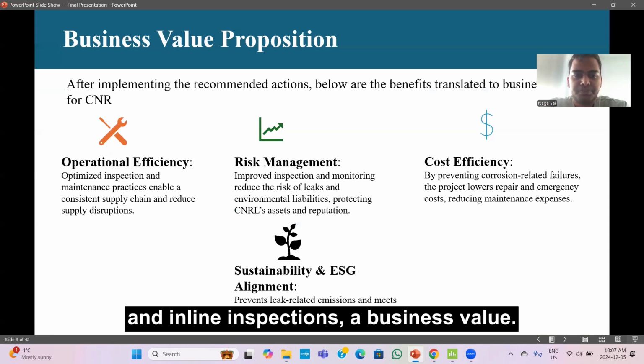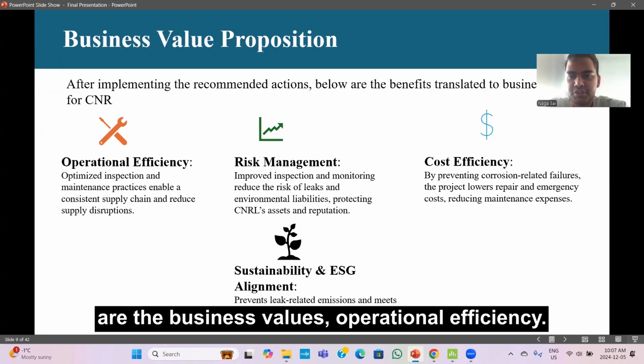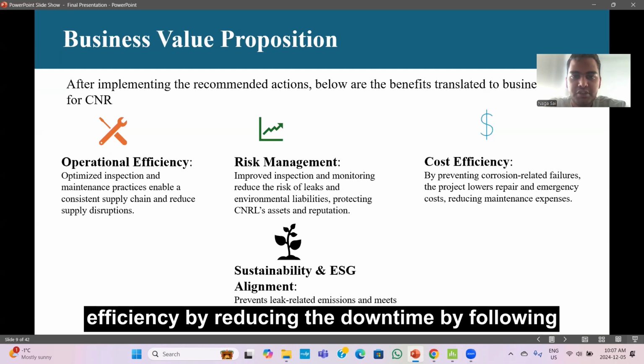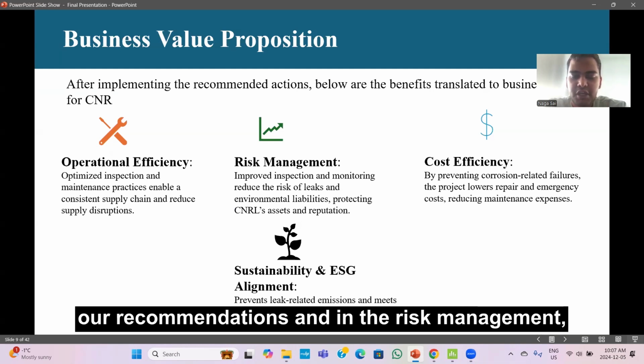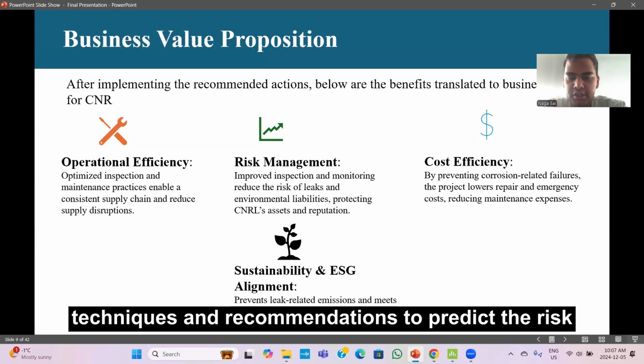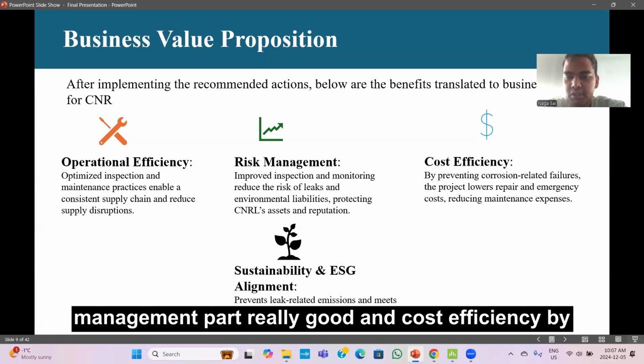Business value. After implementing the recommendations, below are the business values. Operational efficiency: companies can increase their operational efficiency by reducing downtime by following our recommendations. In risk management, we have anticipated certain risks and given techniques and recommendations to predict the risks before they happen so that they can do the risk management part really well.